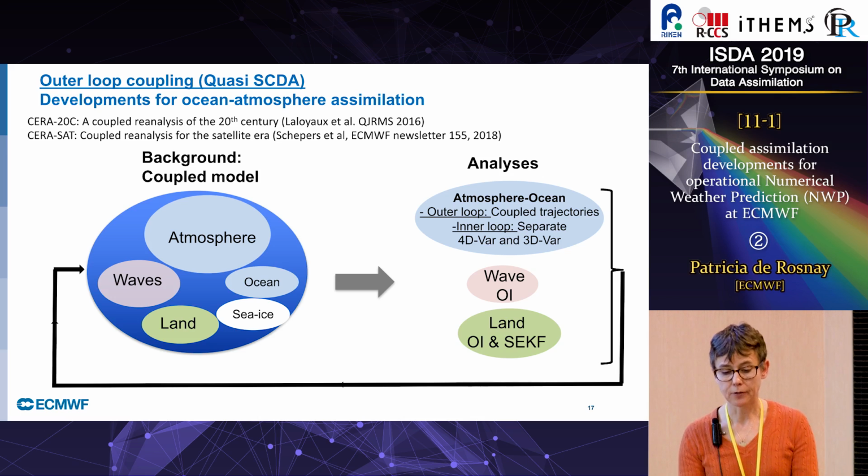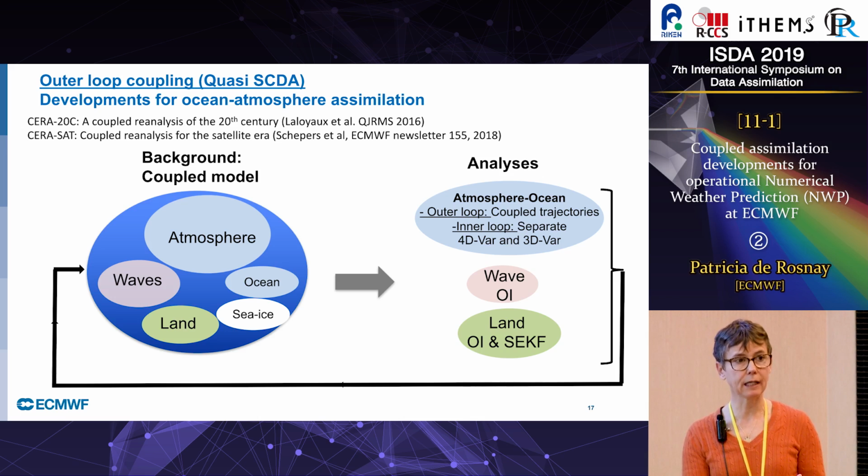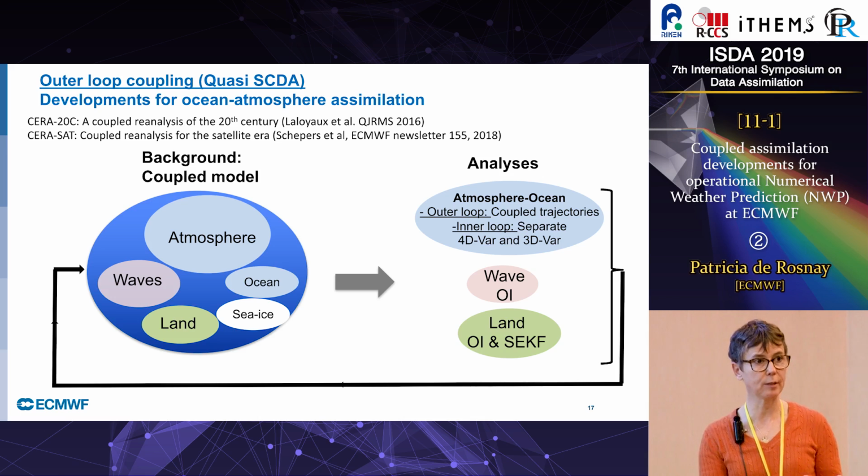But the system was now implemented in our Integrated Forecasting System, the IFS, in a flexible and modular way. So how does it work? We have a coupled background model: atmosphere, land, sea ice, ocean, wave, and we are still running land and wave separately, and the analysis between the ocean and atmosphere is coupled at the outer loop level. We are running coupled trajectories, but running separately the minimization for the ocean and for the atmosphere and the ice.